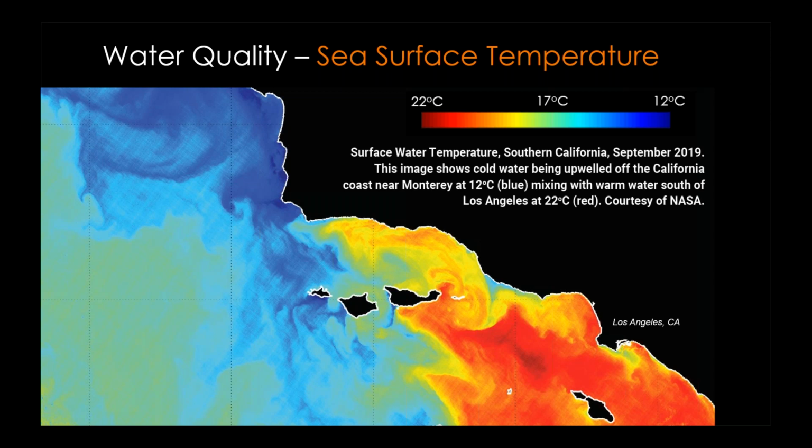Sea surface temperature, we can get some very accurate readings up to a daily interval. Here's a shot near Los Angeles, California. Any areas in red are about 22 degrees Celsius, just to the northwest, down to 12 degrees Celsius.